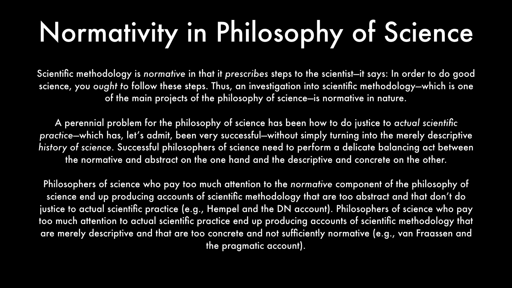Philosophers of science who pay too much attention to the normative component of the philosophy of science end up producing accounts of scientific methodology that are too abstract and that don't do justice to actual scientific practice. Think here of Hempel's deductive nomological model. Philosophers of science who pay too much attention to actual scientific practice, though, end up producing accounts of scientific methodology that are merely descriptive and that are too concrete and not sufficiently normative. Think here of Van Fraassen's pragmatic account.